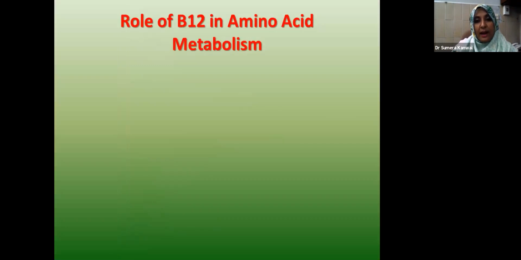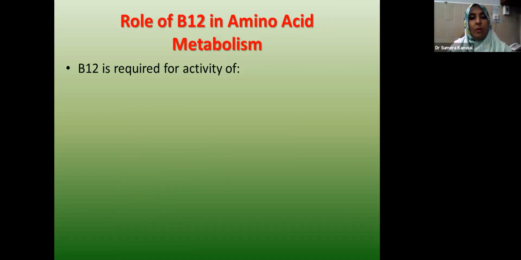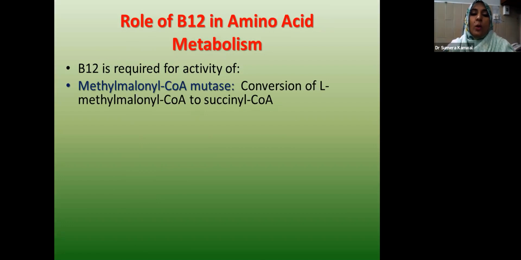Role of B12 in amino acid metabolism. B12 cobalamin is required for the activity of the enzyme methylmalonyl-CoA mutase that converts L-methylmalonyl-CoA to succinyl-CoA. This methylmalonyl-CoA comes from the degradation of different amino acids, and it finally converts into succinyl-CoA by the enzyme methylmalonyl-CoA mutase. When this mutase enzyme converts methylmalonyl-CoA into succinyl-CoA, it requires cobalamin as a prosthetic group.